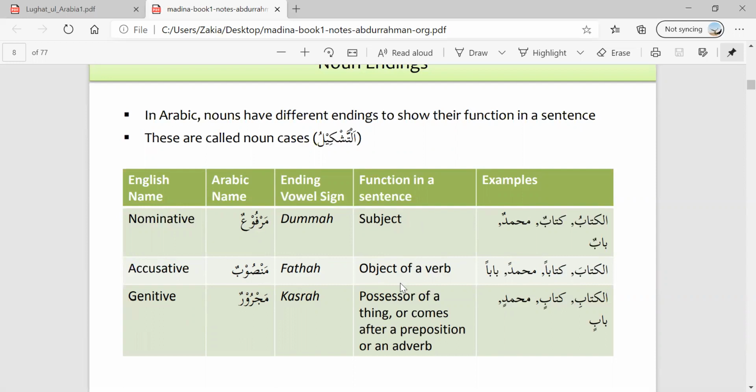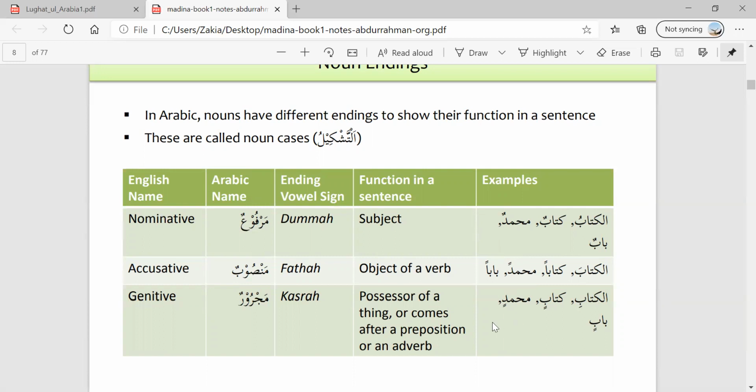The mansub is with a fatha, which is a double slanting of the strokes on top. And then you have two strokes at the bottom, which denote the kasra, and this is a double kasra. So just to pronounce them: Muhammadun, Muhammadan, Muhammadin. Let's stick to the names: Muhammadun, Muhammadan, Muhammadin.